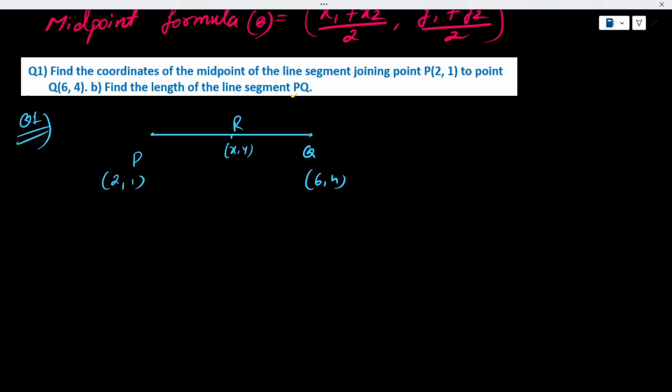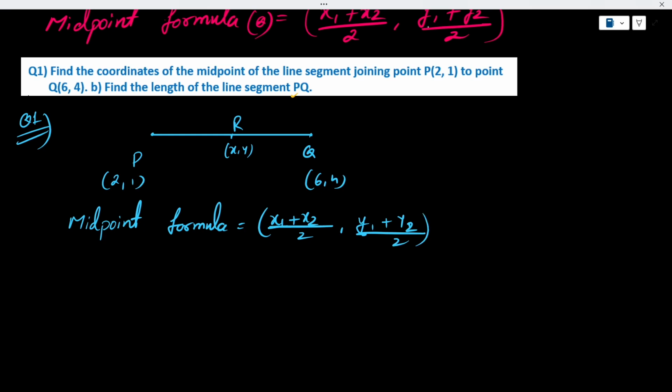We know that first you will always write down the formula, because for the communication part, the explanation, you should always write down the formula. So first you write down the midpoint formula: x1 plus x2 by 2, where x1 and x2 are the x coordinates of the endpoints, comma y1 plus y2 by 2, the y coordinates of the endpoints. This is your x1, y1, this is your x2, y2. And how will you use it here? To get the coordinates of R, which is (x, y), you can substitute 2 plus 6 by 2 comma 1 plus 4 by 2, right?